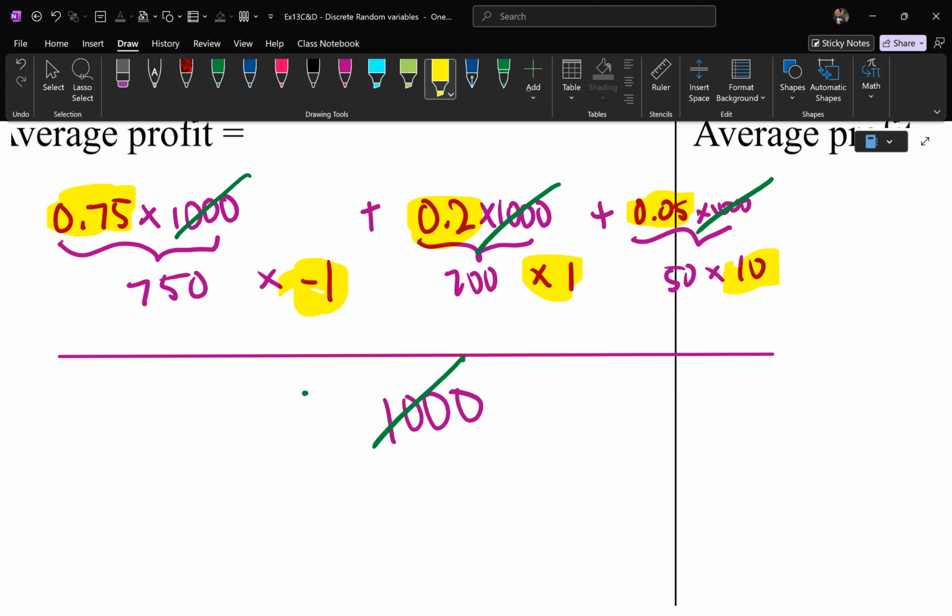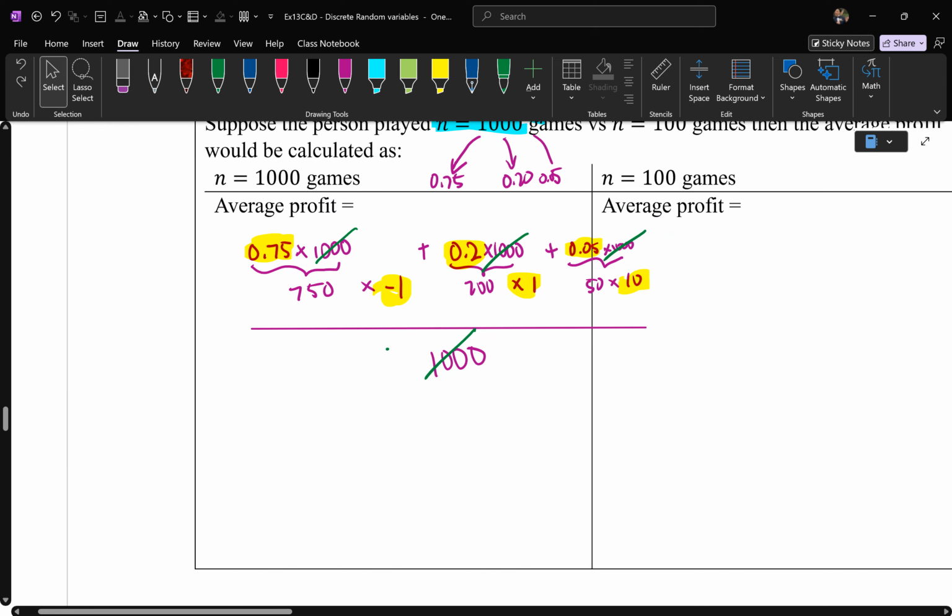So if I played 10 games, then that would have changed. That would have been like 7.5, 2, and then 0.05, or 0.5, right? So because of that, you don't actually need the number of games. You just delete that. And all it is just probability times x. That's where it's coming from. Okay, so that's why whether you do 100 games or whether you do 1,000 games, it will still end up being the same. But the answer is a loss if you actually work it out.